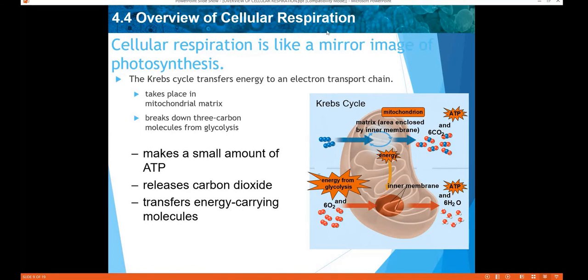Okay, so this picture which you can see on the slide is of the Krebs cycle. The Krebs cycle transfers the energy to the electron transport chain. It takes place in the mitochondria's matrix. The inner substance which you can see inside the membrane is known as the matrix, and this folded membrane is known as cristae. It breaks down 3 carbon molecules from glycolysis. I will talk about the Krebs cycle in steps so that it is clear for you to understand. It makes a small amount of ATP, releases carbon dioxide and transfers energy carrying molecules.